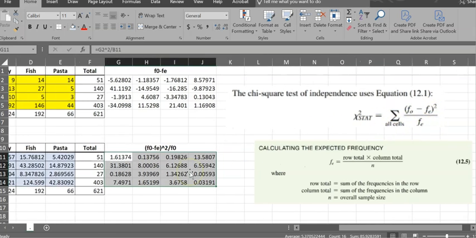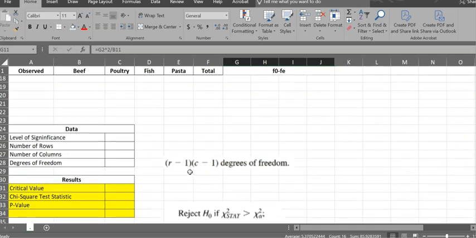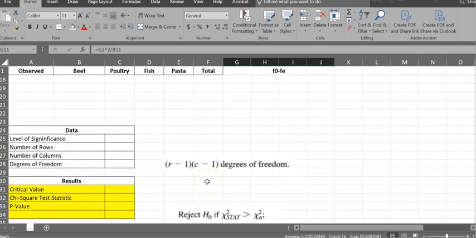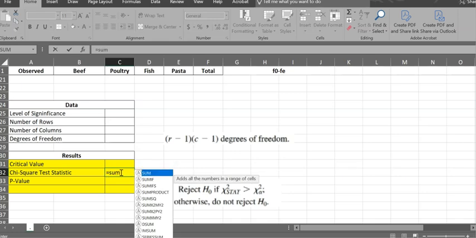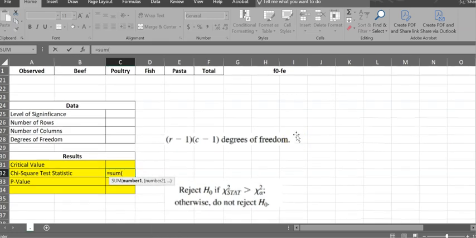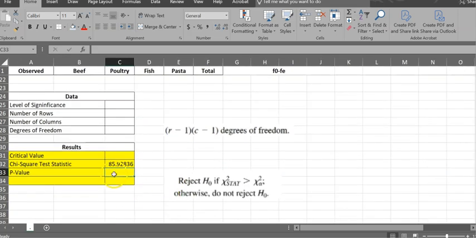So now what we want to do, we want to calculate the chi-squared stat. So I stole this table from your book. It's exactly the same thing. So I'm going to go to chi-squared test statistic. I'm going to put equal sign, and then I put the sum here, open a parenthesis, and you should go back to these values and select them all. All right, and enter. And this 85.92, it should be the statistical value that you are looking for.